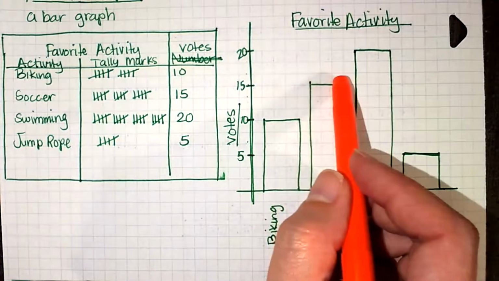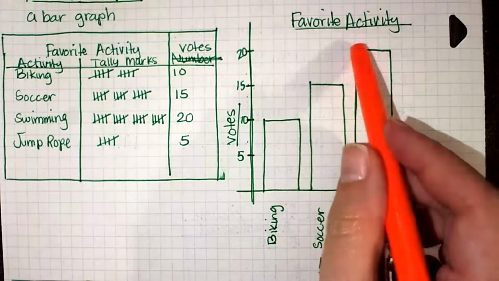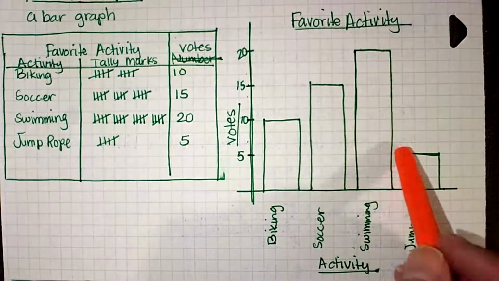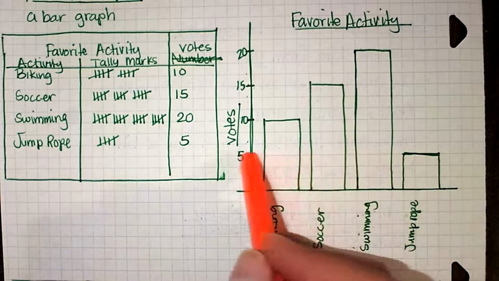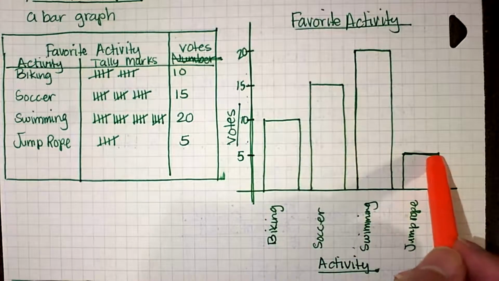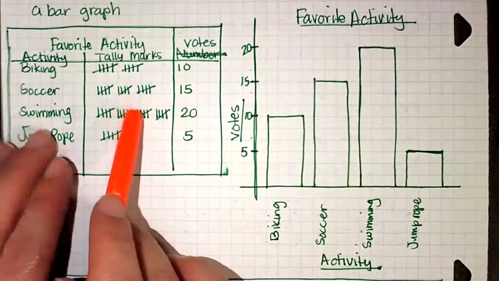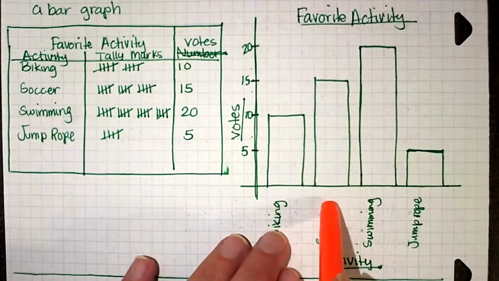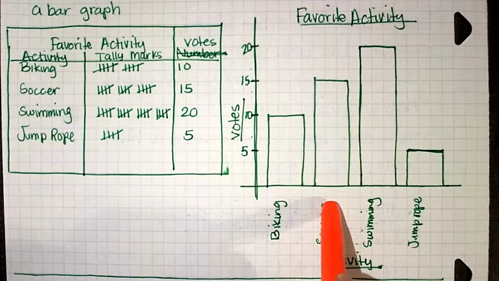So I went up to the 15 line. Swimming got 20 votes. It went up to the 20 line. And then jump rope only got 5 votes. So that only went up to the 5 line. So all I did was take the information from here and set it up a little bit differently, so it's easy to look at.